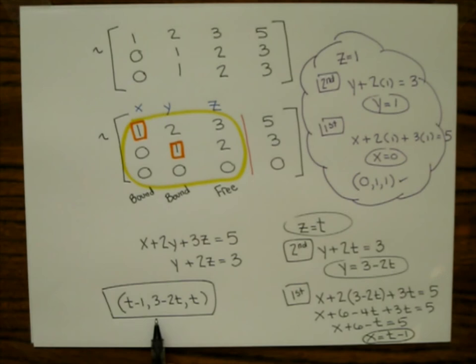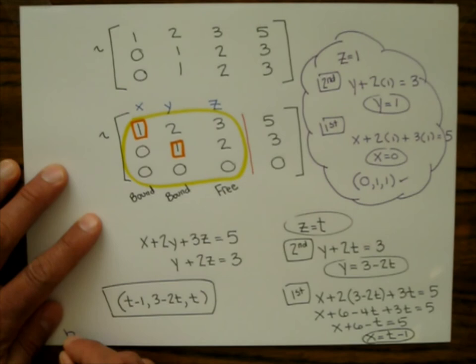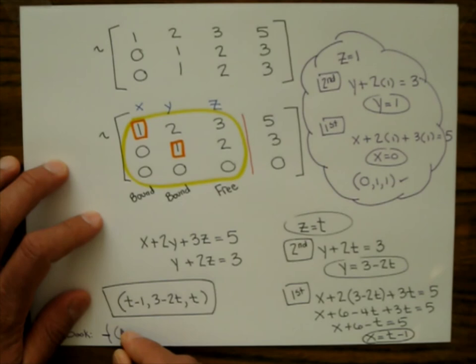Your book is going to write the answer like this. Your book's going to say, the set of all points that look like this. So this is a little bit more precise. But for now, you can just write what I have boxed right above here.